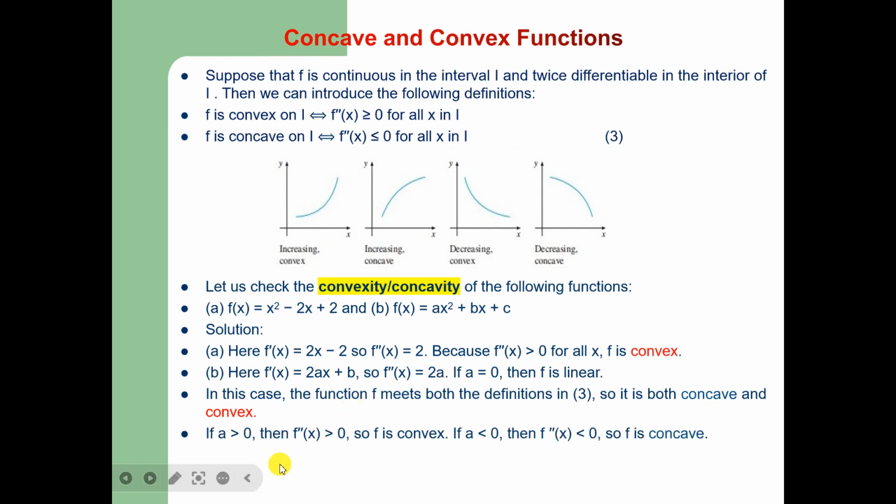If a is greater than 0, then the second derivative of f of x is greater than 0, so in that case the function will be convex. If a is less than 0, then in that case the second derivative is negative, and the function will be concave.